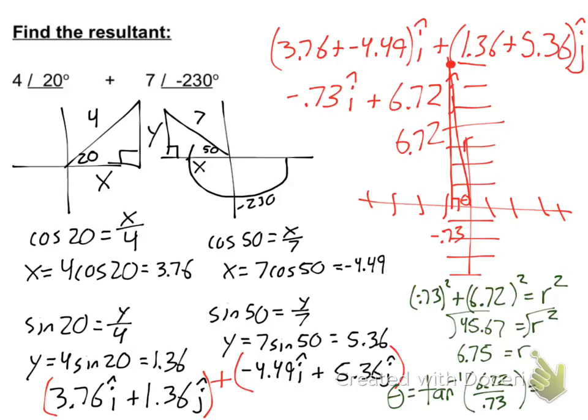What's that? 9.2 degrees. Is that the angle that we're actually going to use in our problem? What is 9.2? It's theta, or the reference, right? How many degrees does it really take to get there, though? 180 minus.